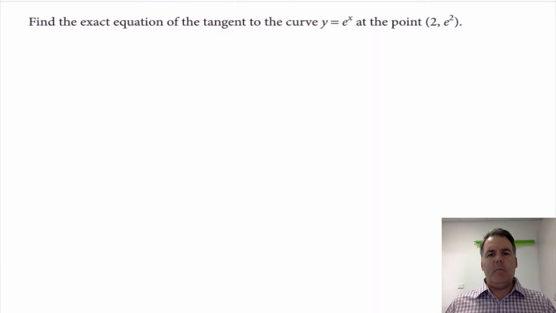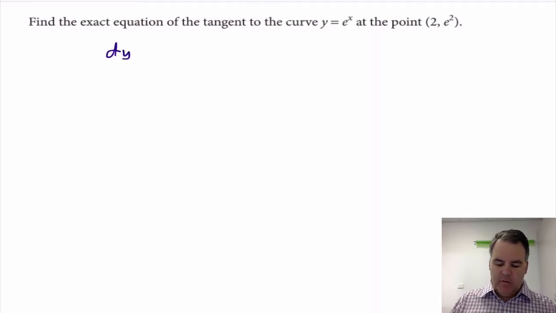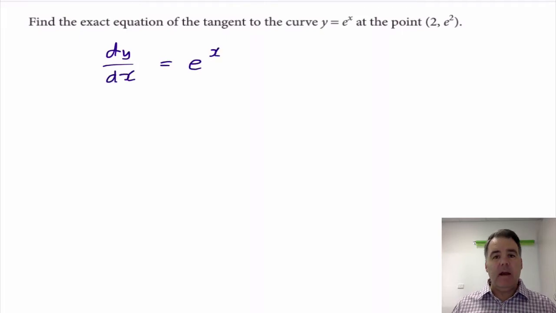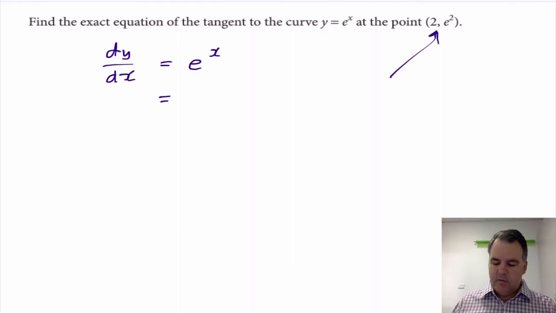So let's do this problem now, which is a basic calculus problem, but we're going to use that function e to the x. Find the exact equation of the tangent at the point 2, e squared, at the point on the curve where y equals e to the x. So we need the derivative here. We're talking about the tangents and slopes, so the derivative is e to the power of x. Now to find the equation of a line, we need two things. We need a point on the curve, which we have, and we need the slope of the curve. So the slope of the curve when x equals 2 is e to the power of 2.